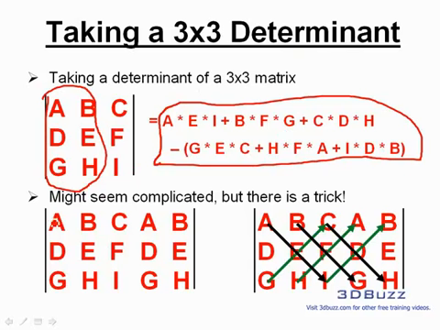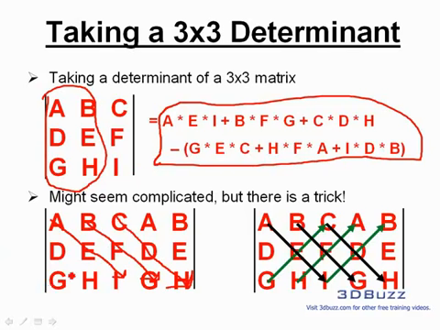Yeah. Okay, so if you're going diagonally, A times E times I gets added. B times F times G gets added. C times D times H gets added. So those 3 get added. Those are the ones in black on the bottom right, on the right side here.